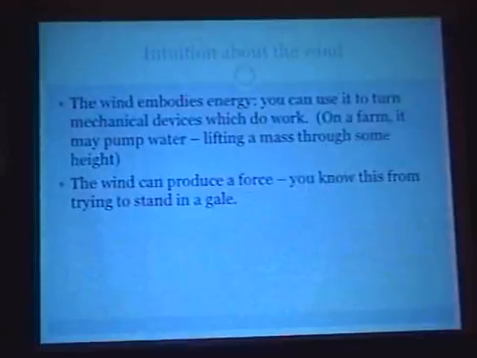So just to revisit some of your intuition about the wind, well, you know that the wind embodies some energy, because if you drive around in the country here, you might see these old water pump turbines. And you know that to lift water from the bottom of the reservoir to the spigot, some mass over some height, you know that the wind is somehow doing work, so it must embody some energy. You also know that you have to brace yourself to stand in a gale force wind, or if you run or bike into the wind, it's much harder than if you bike with the wind toward your back. So the wind must embody some force.